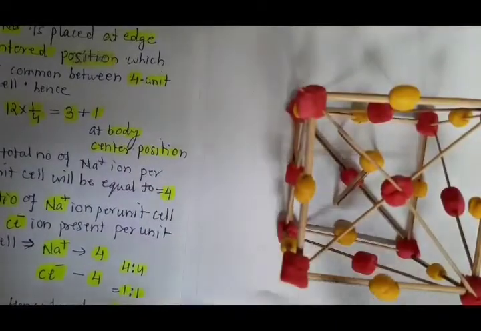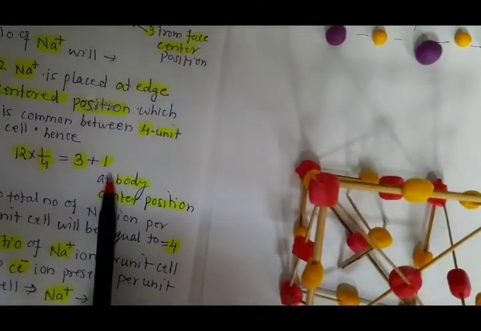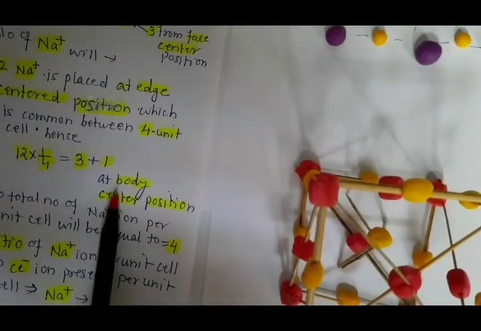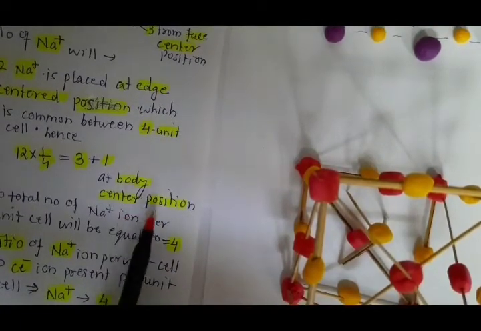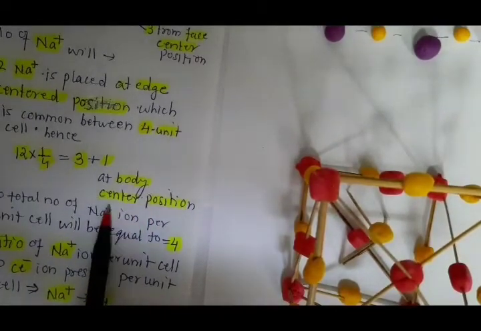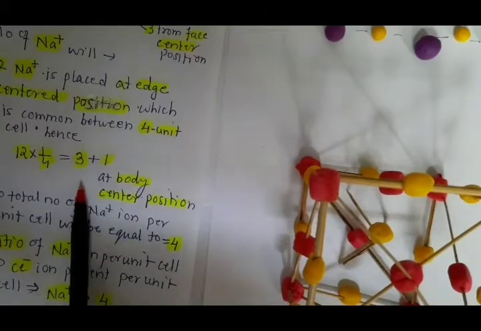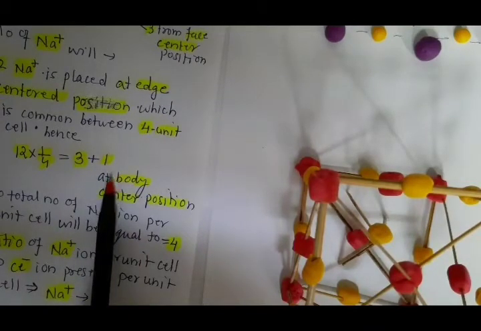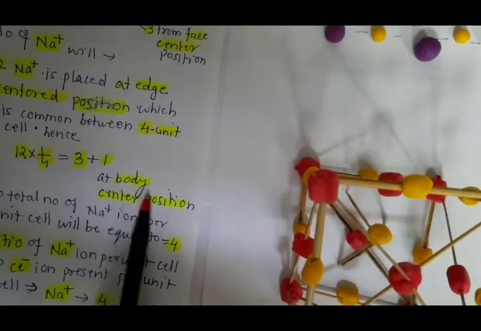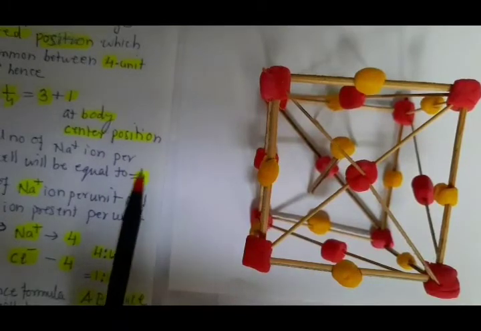So 3 sodium ions are contributed from the edge centered positions, and one sodium ion is also placed at the body centered position. Since it is isolated to this particular unit cell only, it will contribute fully to this unit cell. So 3 sodium ions are contributed from the edge centered positions and 1 from the body center position. So the number of sodium ions per unit cell in this type of unit cell comes out to be 4.